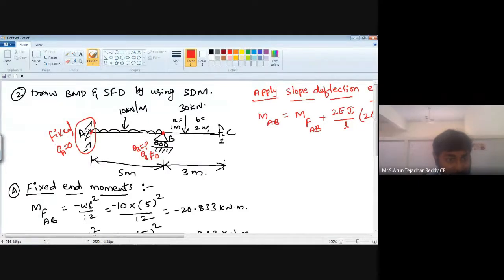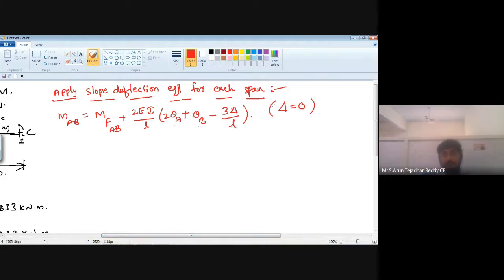Why is it 0? Slope at A is 0 because the deflection will start from here onwards, so this part is 0. But at point B it is a roller support, so you will get some theta value. The same I can apply here: theta A is equal to 0 because it is a fixed support, but theta B is not equal to 0, it will get some value.